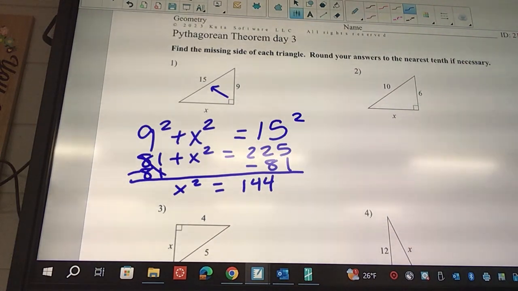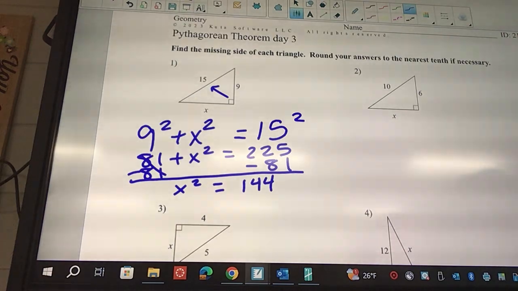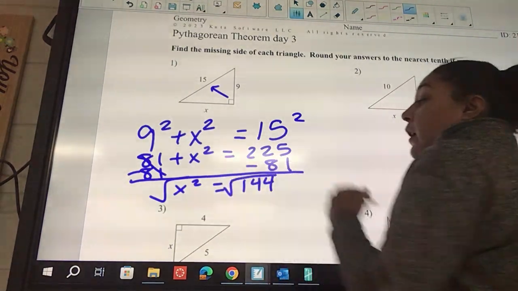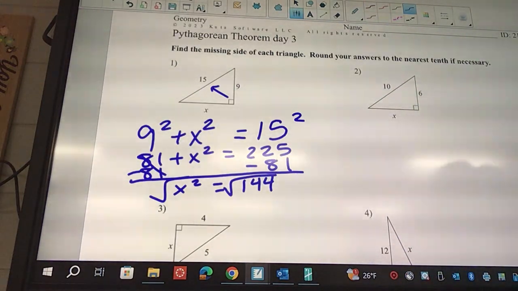Square root it. So the squared is the baby 2, the square root is the square root. And what is that going to give you? 12.